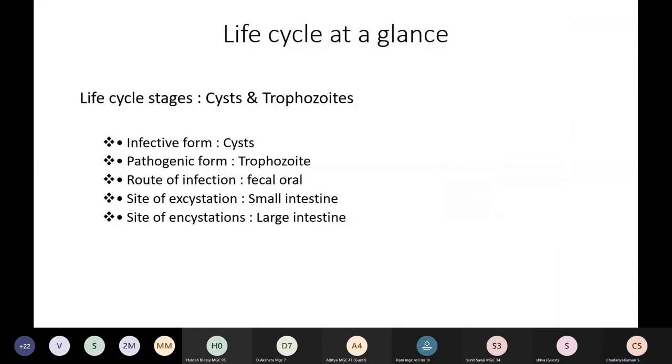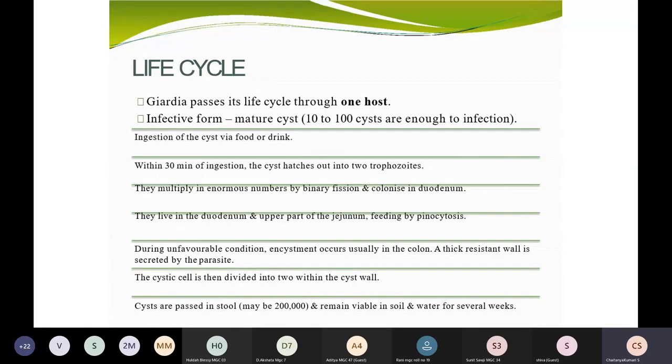When you look at the life cycle, what is the first step? Yes, read it out. Ingestion of the cyst via food or drink. Okay. Next. Within 30 minutes, after 30 minutes, the cyst hatches out into two trophozoites.